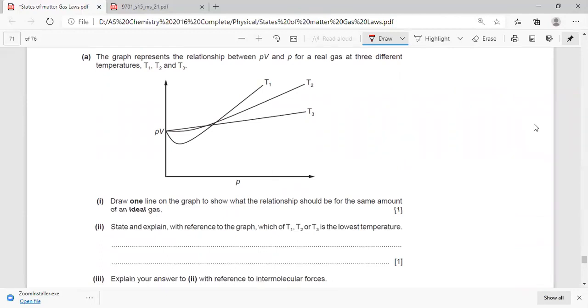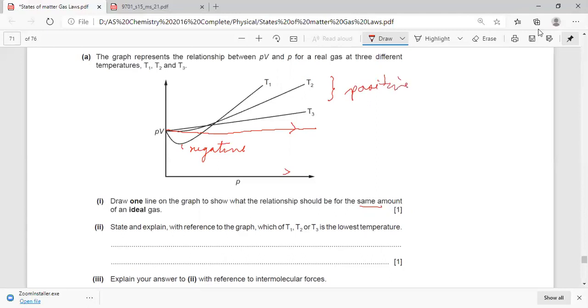Okay? Draw one line on the graph to show the relationship, should be the same amount of an ideal gas. Okay? One line relationship should be the same. The relationship, that means PV over NRT should be the same. Of course, if you talk about here, I put red color here, should be here. Should be parallel to this line. But all this of course will be negative deviation. These two will be positive.